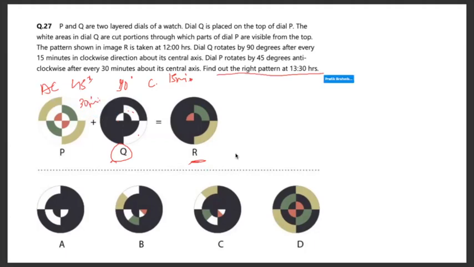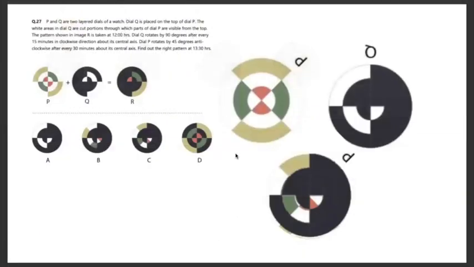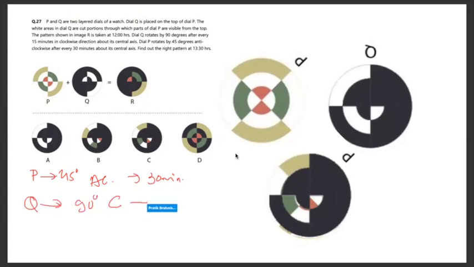Find out the right pattern at 1:30. This is what is given. Now, if you observe very carefully, P is rotating 45 degrees anti-clockwise. This is happening after every 30 minutes. And Q is rotating 90 degrees clockwise after every 15 minutes. The time difference between 12 to 13:30 is 1.5 hours, or 1 hour 30 minutes.